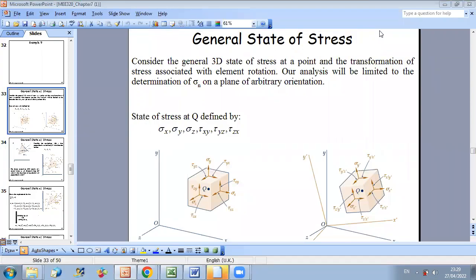Now we will work in general state of stress in 3D. If we consider the most general 3D state of stress at a point, then we will have 6 unknowns to determine: sigma x, sigma y, sigma z, tau xy, tau yz, and tau zx. And in this case, we'll do an analysis to find sigma n on a plane of arbitrary orientation, knowing the state of stress in plane x, y, and z.